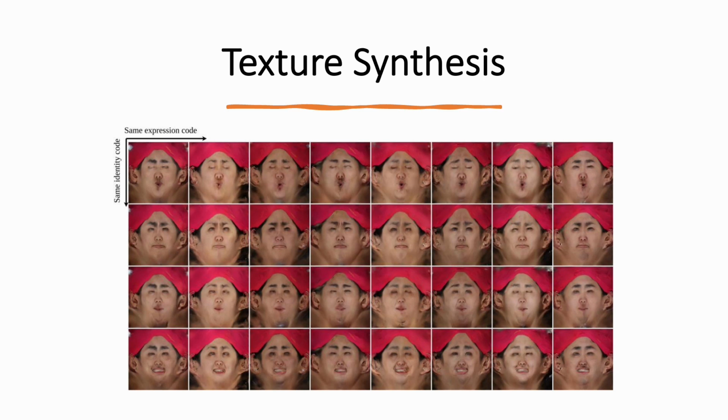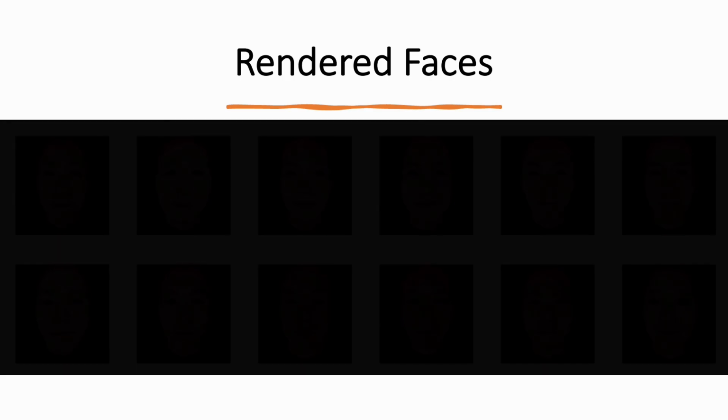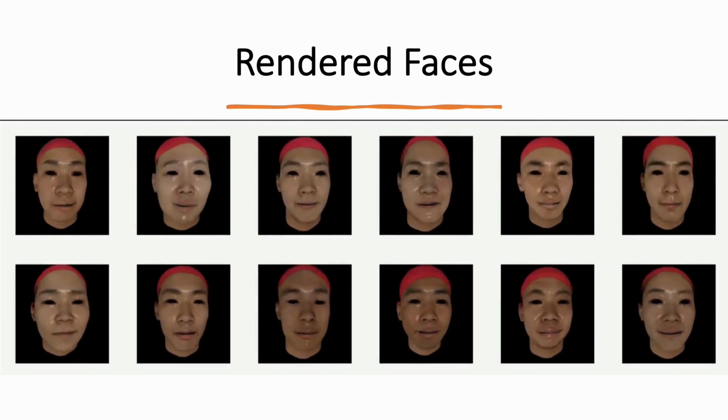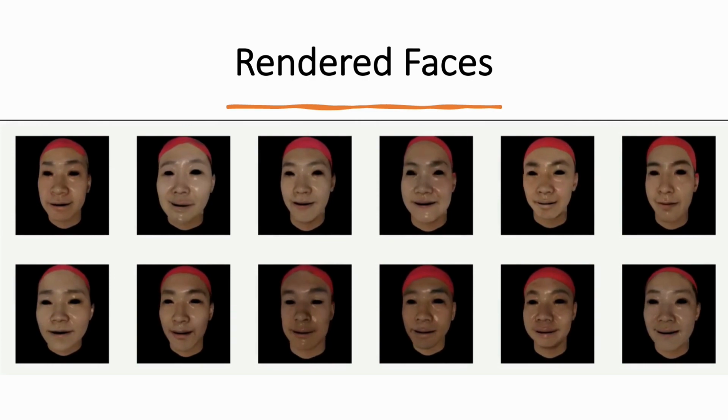Similarly, we can synthesize textures corresponding to the identity and expressions and have granular control in the UV domain as well. Here are some of the rendered results synthesized using our pipeline. As you can see, we can very nicely control expressions while preserving the identity.